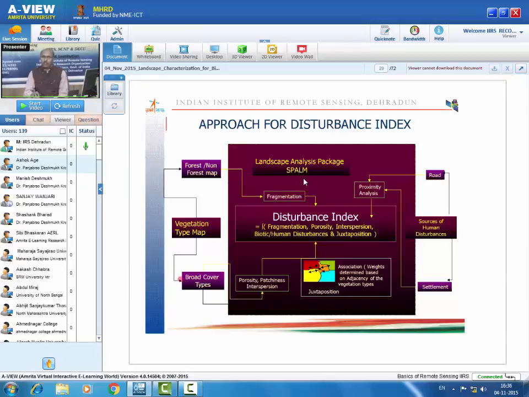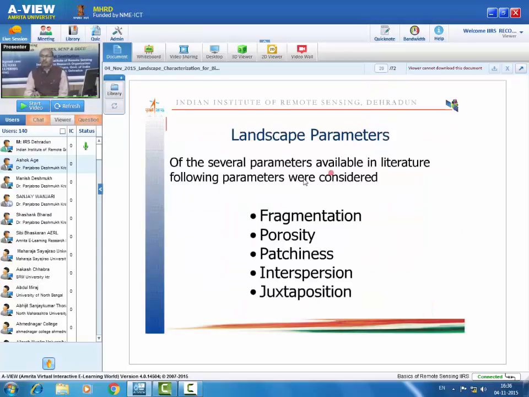Taking the whole vegetation type map, I can find out the porosity of that, the patchiness of that, and the juxtaposition of that. And then the source of disturbance is basically roads and settlements, and then I can create buffers. I can take this data from the topo sheets, or even nowadays a lot of information is available. I can create buffer zones of half a kilometer, 1 kilometer, 5 kilometers, depending upon the population which goes inside. These are the parameters, so let me define them.